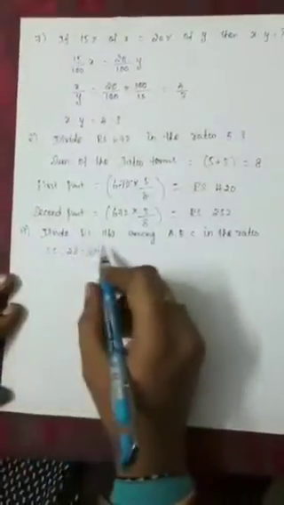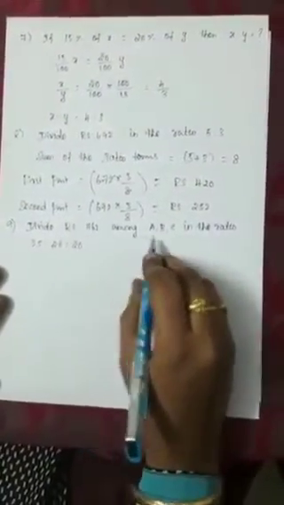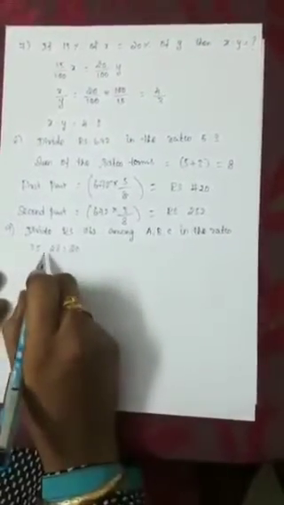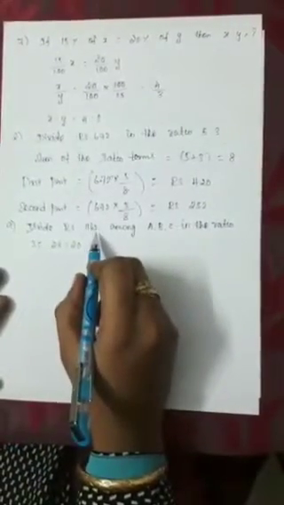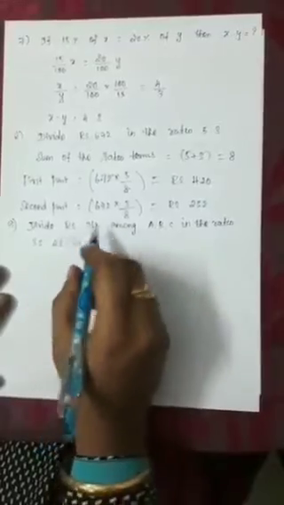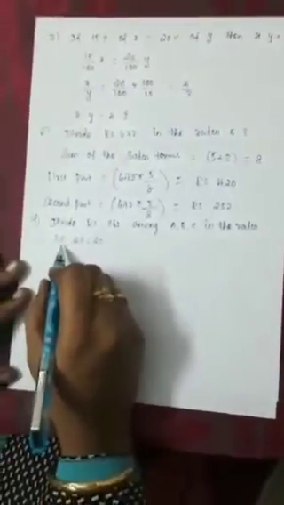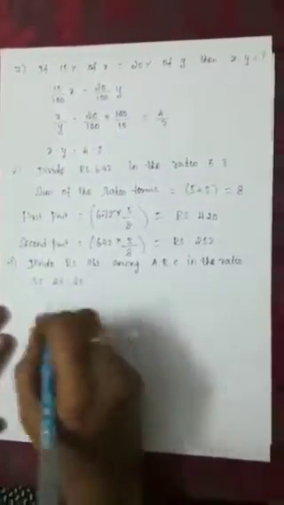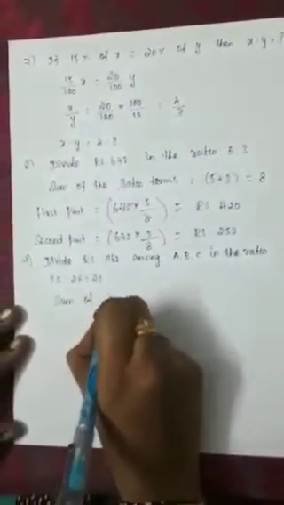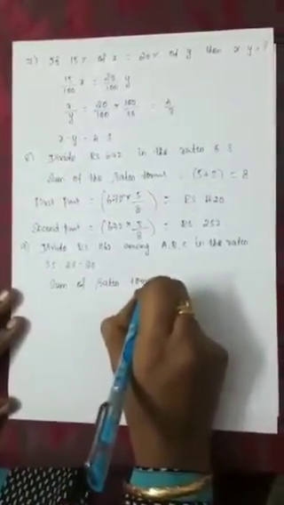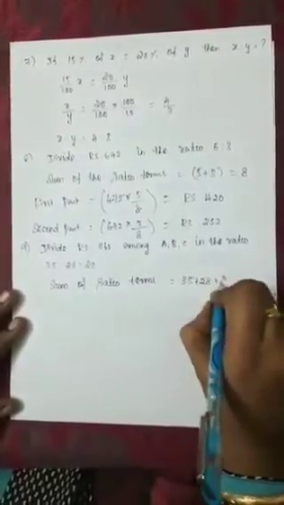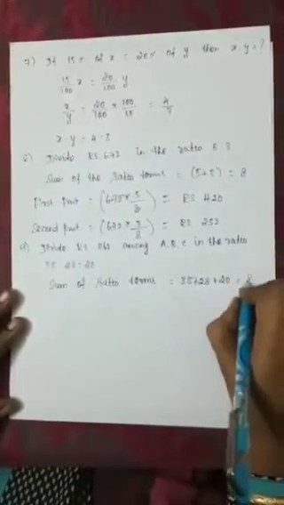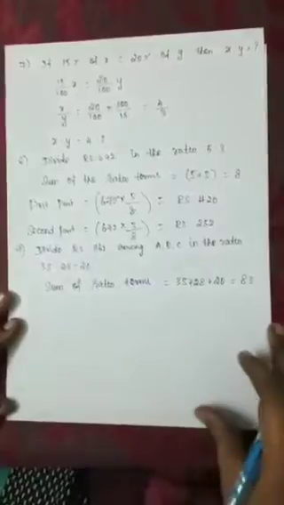The next problem is, divide rupees 1162 among A, B, C in the ratio 35 is to 28 is to 20. So given amount is 1162. We have to split into three parts in the ratio 35 is to 28 is to 20. So first we calculate sum of the ratio terms, which is equal to 35 plus 28 plus 20, which is equal to 83. So total share is 83.